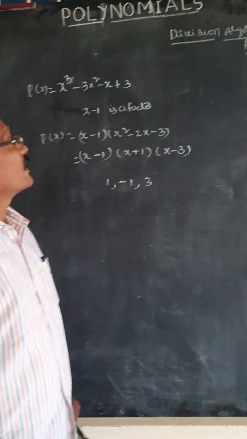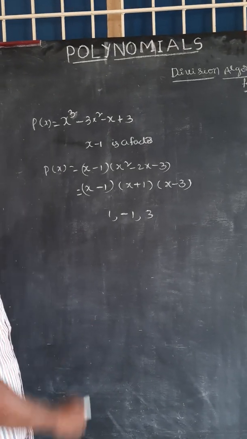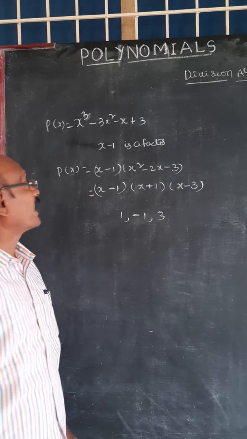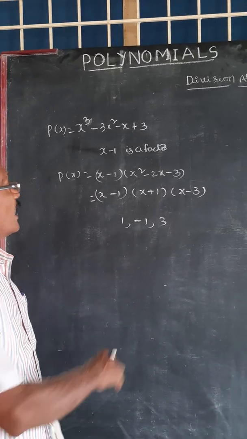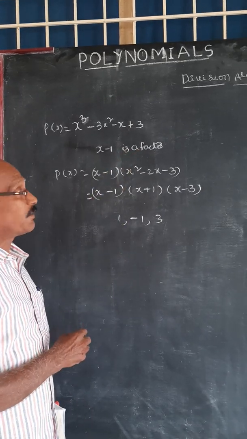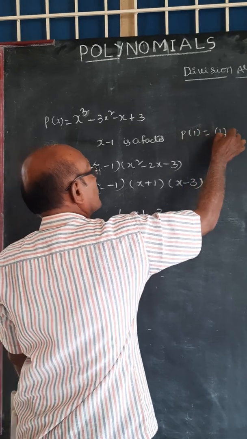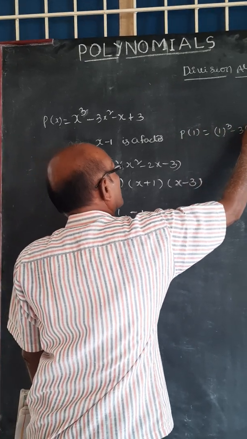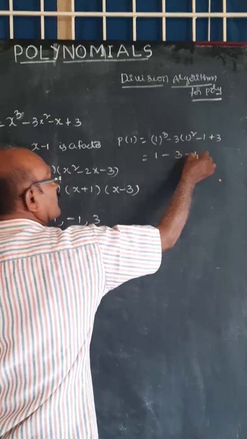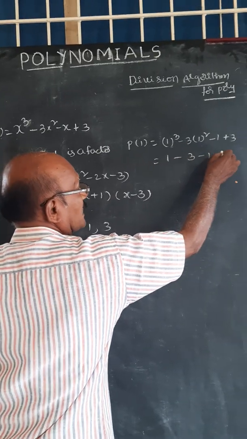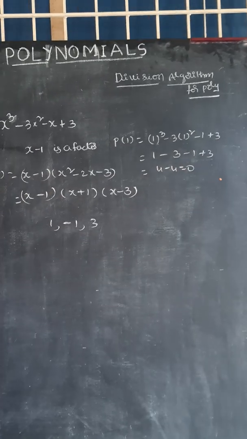Polynomials, division algorithm for polynomials. Consider a cubic polynomial p(x) is equal to x cube minus 3x square minus x plus 3. x minus 1 is a factor of the polynomial because p of 1 is equal to 1 cube minus 3 into 1 square minus 1 plus 3, that is 1 minus 3 minus 1 plus 3, that is equal to 4 minus 4, which is equal to 0.